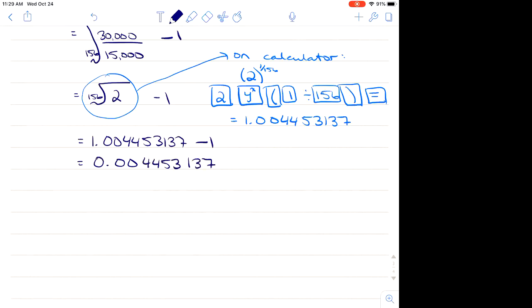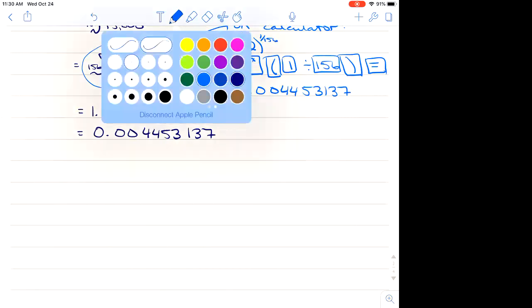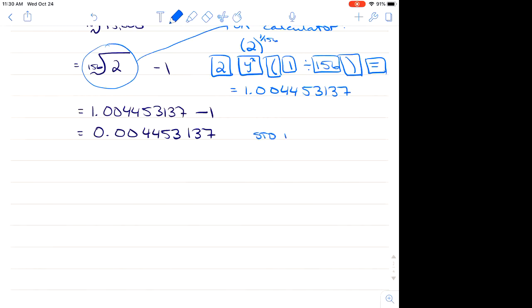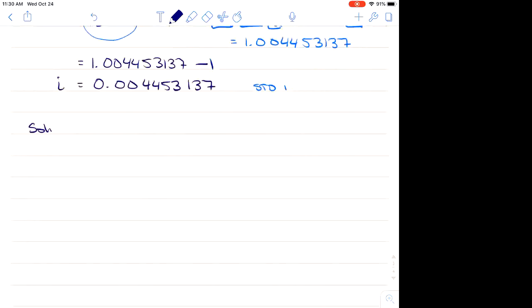Now you can use your fancy store button if you want. Make sure you don't lose it. Store it in 1, why not, just in case. So this is I. We found I. Step 2 is to solve for R, because the whole goal was to find R, but in order to do that, we first have to find I, and then we can find R.